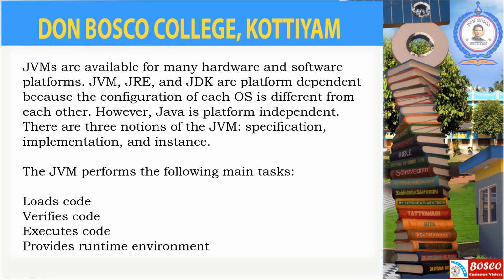JVM, JRE and JDK are platform dependent because the configuration of each OS is different from each other. But Java is platform independent. And there are 3 notations for JVM, that is specification, implementation and instance. The main task performed by JVM is it loads the code, it verifies the code, it executes the code and also provides a runtime environment.